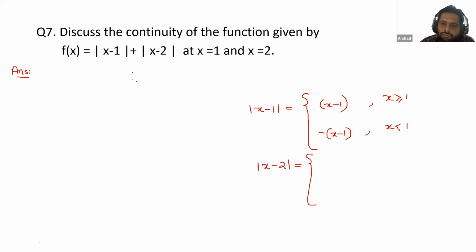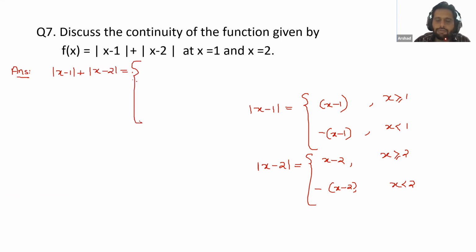So x minus 2, the reference point, is greater than or equal to 2. So this is x minus 2, and for less than 2, it is minus x minus 2. But now the question is modulus x minus 1 plus modulus x minus 2. In a mod question, we always need to define the modulus, then only we will solve it. Separately, we have defined x minus 1 and x minus 2. Now, in the question, they have added these two modulus, so we will define them simultaneously.